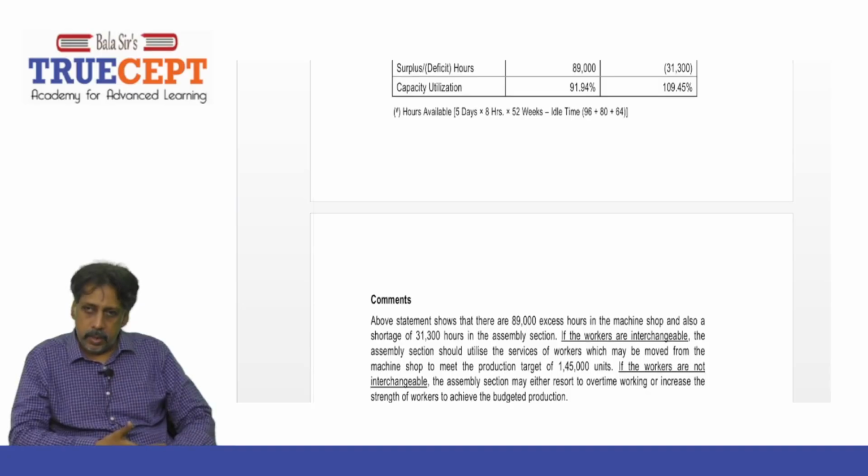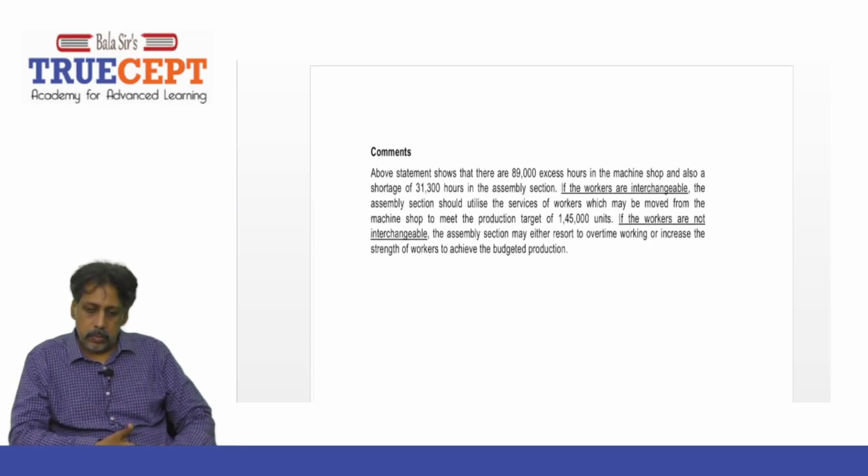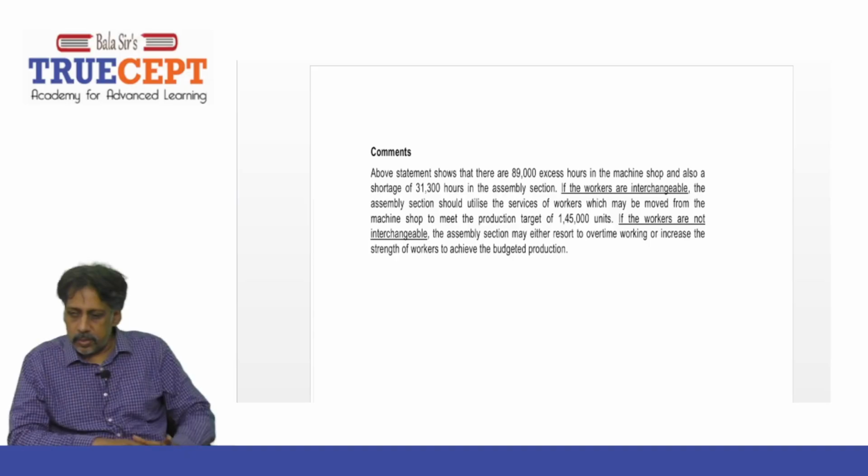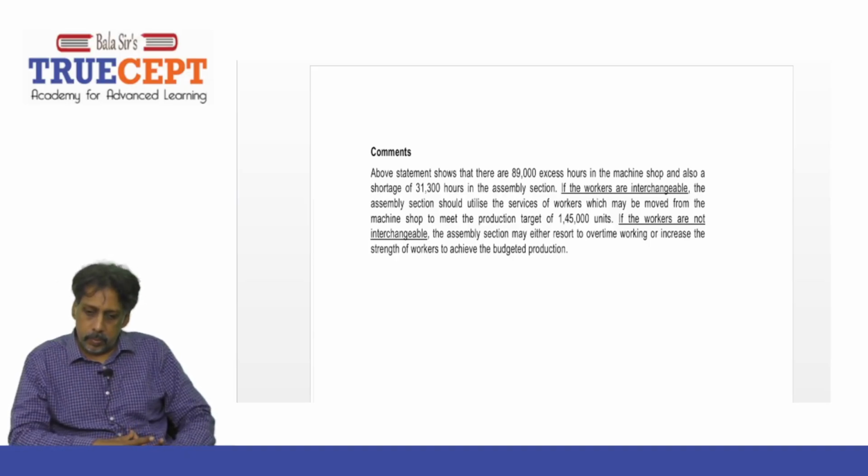Comment: the above statement shows that there are 89,000 excess hours in the machine shop and also a shortage of 31,300 hours in the assembly section. If the workers are interchangeable, then the assembly section should utilize the service of workers who may be moved from the machine shop to meet the production target of 1,45,000 units. They use the words 'if they are interchangeable', meaning they have the required skill to do the assembly job, right? Yes.